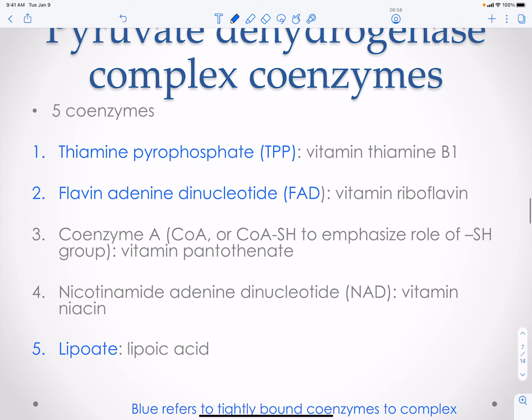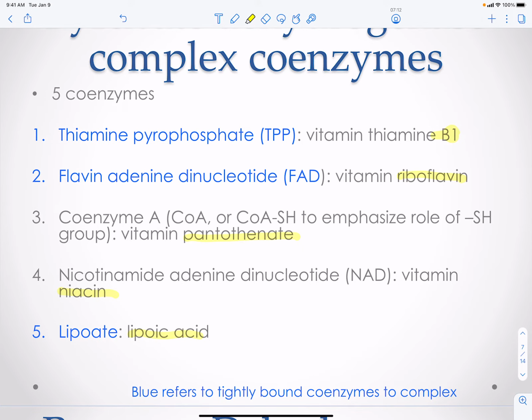Now these are the 5 coenzymes. Again, they're going to come from vitamins, so we need vitamin B1, riboflavin, pantothenate, niacin, and lipoic acid. Now the other thing that this shows is this blue color. So thiamine pyrophosphate, FAD, and lipoate are going to be tightly bound to the enzymes. Coenzyme A and NAD are not going to be tightly bound, so they're going to be able to come in and leave.